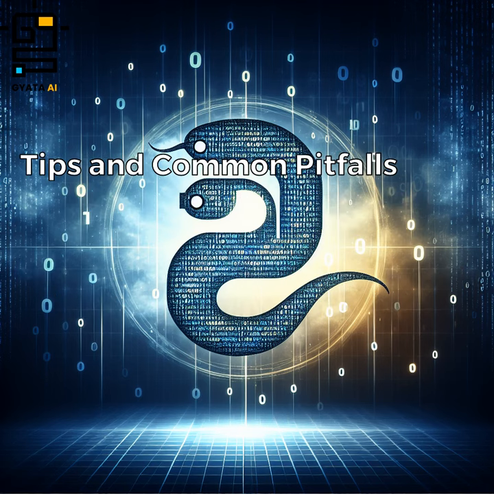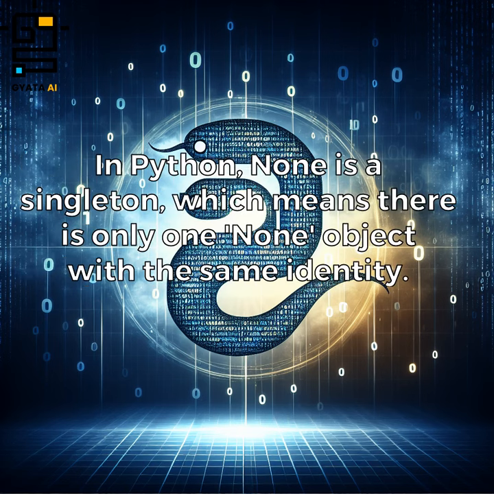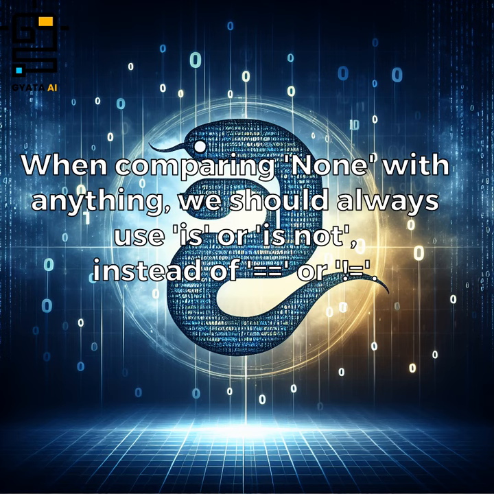Tips and common pitfalls. None is not equivalent to False, 0, or an empty string. None is its own unique type, NoneType. In Python, None is a singleton, which means there is only one None object with the same identity. When comparing None with anything, we should always use is or is not instead of ==.